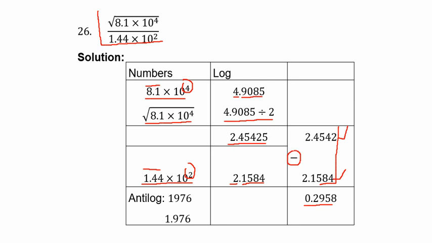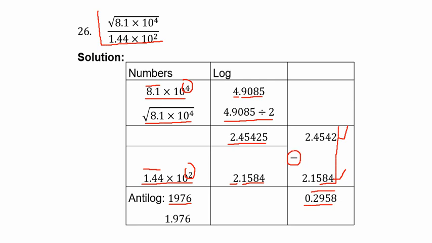0.2958. I know in the antilog table we are interested in the decimal part, that is 0.29 under 5 difference 8, and that will give 1976. The next thing is to insert the decimal point.